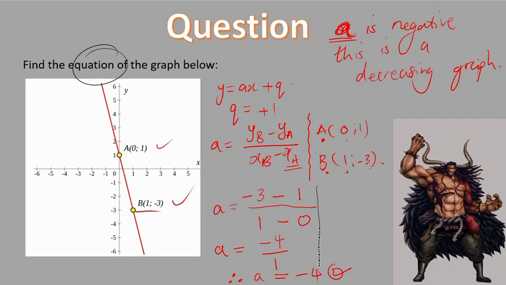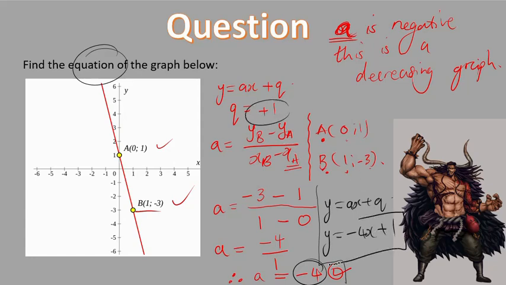So I'm going to say this graph was y is equals to ax plus q, but I found my a and I found my q. So my a was how much? -4. So I'm going to say -4x here. And then my q was +1, so I'm going to say +1 here. So this equation defines this line that we see here. Easy, beautiful, right?